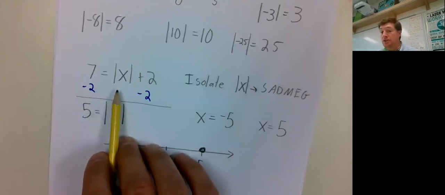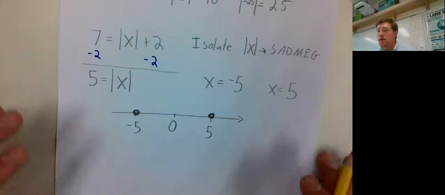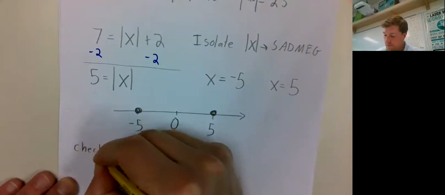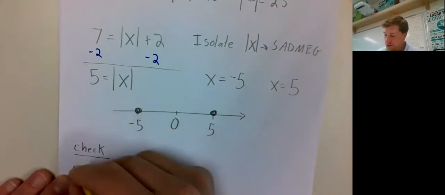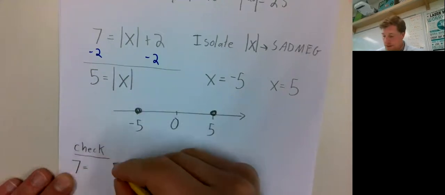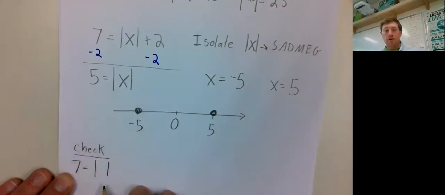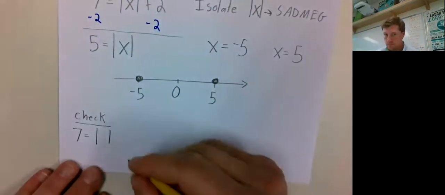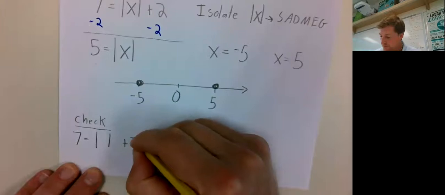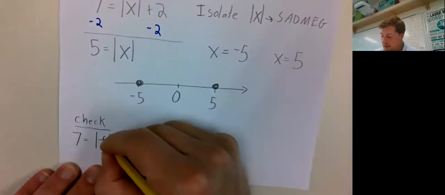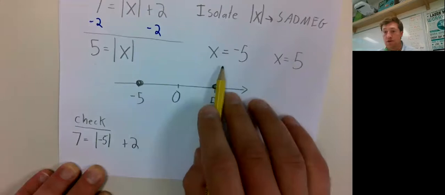Let's check the solution and make sure this works. And it's going to hopefully make a little bit more sense here once we do that. So what I'm going to do is start with our original equation. 7 equals absolute value of x plus 2. And over here, I'm going to plug in the negative 5 for x. That was our first solution.